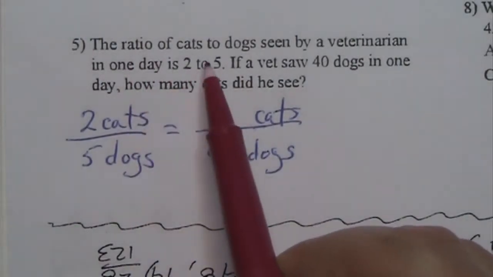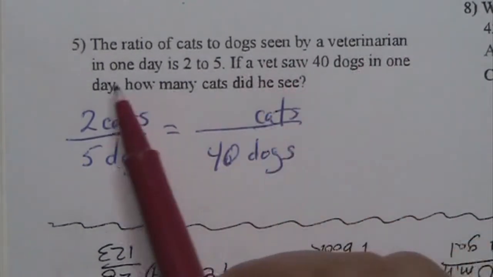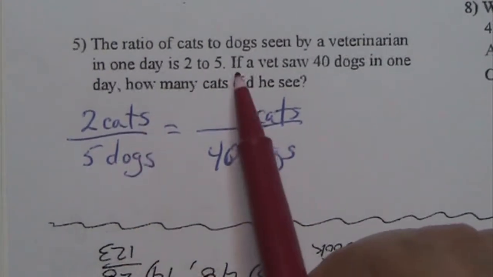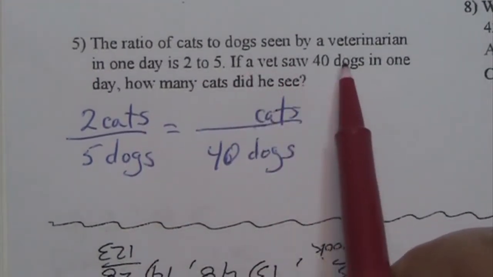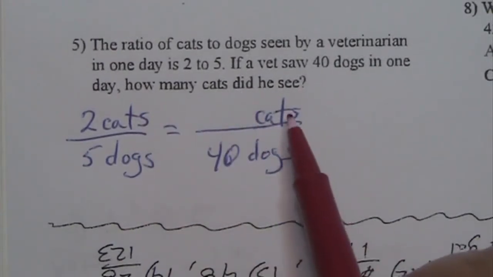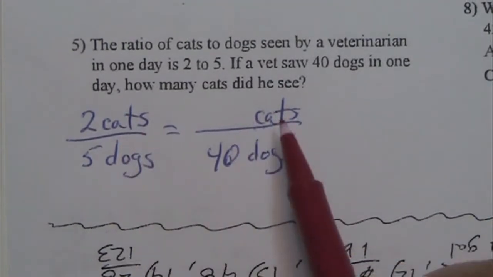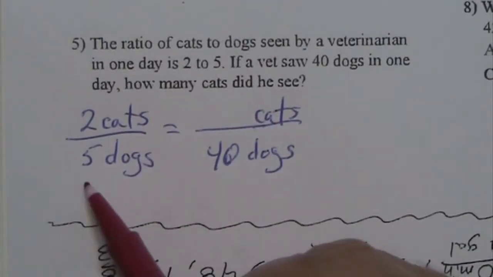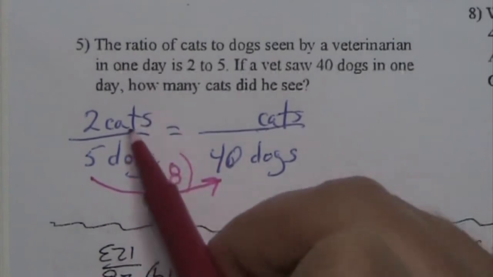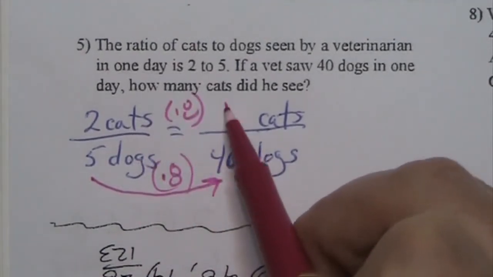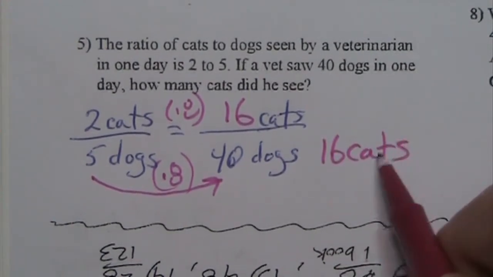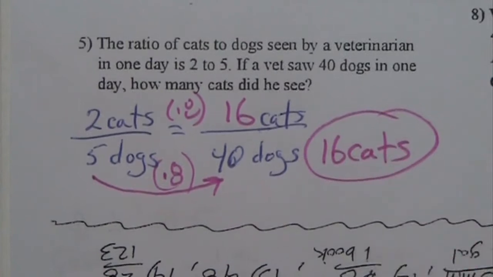On number 5, it says the ratio of cats to dogs seen by a veterinarian in 1 day is 2 to 5. That's 2 cats for every 5 dogs. If a vet saw 40 dogs in 1 day, how many cats did he see? That's the question. How many cats? We have cats, dogs, cats, dogs. This is how you set it up. So, let's see. 5 goes into 40. 5 times 8 is 40. So 2 times 8 is 16. So the answer is 16 cats. That's how many the vet would see in 1 day.